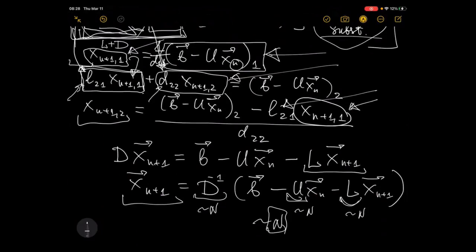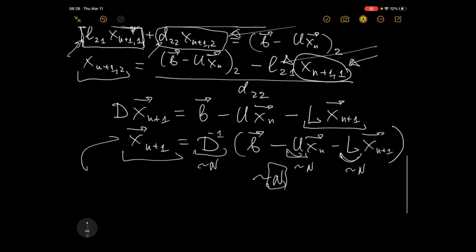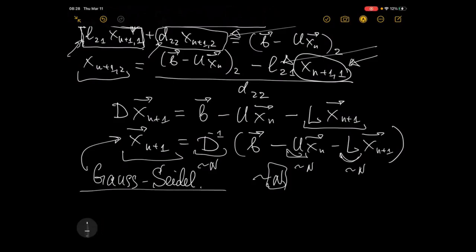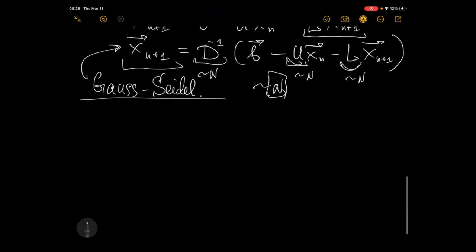So this is a modification of Jacobi, which is called the Gauss-Seidel method.